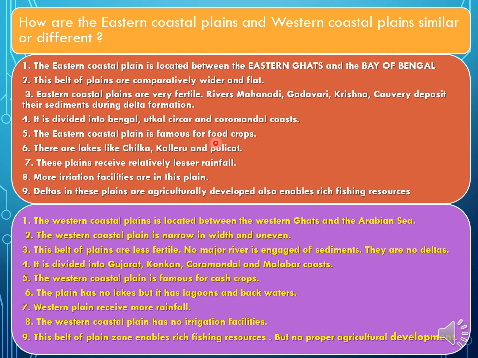The eastern coastal plains are broad. There are so many rivers, so there is very fertile land, deltas, and so many lakes. These are the important features of the eastern coastal plain. When we move to the western coastal plain, they are very narrow and less fertile. There are no major rivers in this area, but they receive the highest rainfall. There are no major lakes either. So these are the important similarities and differences of the coastal plains.